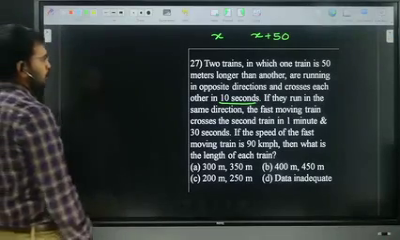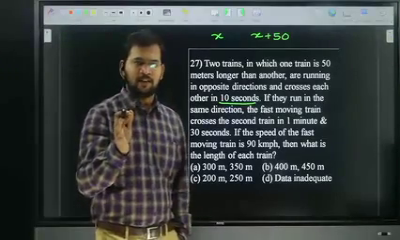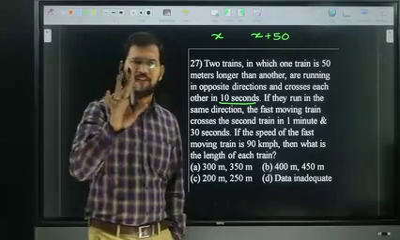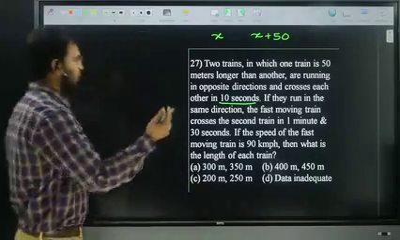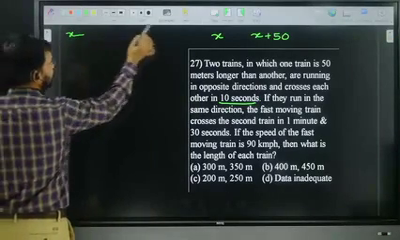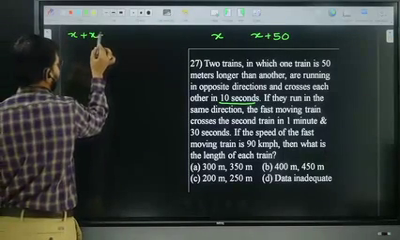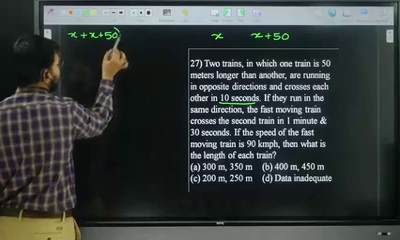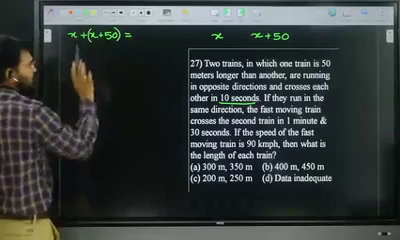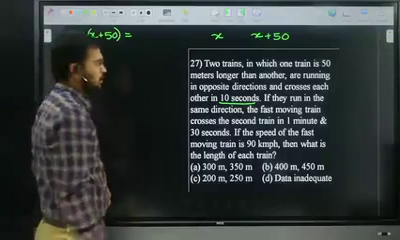Here, one train is crossing another train. The distance is nothing but what? Length of train 1 plus length of train 2. So here it is x plus, listen carefully, x plus 50. This is the length of the first train, and this is the length of the second train. That is nothing but distance. Generally distance is nothing but speed into time.